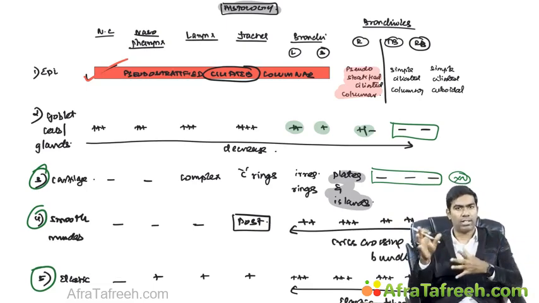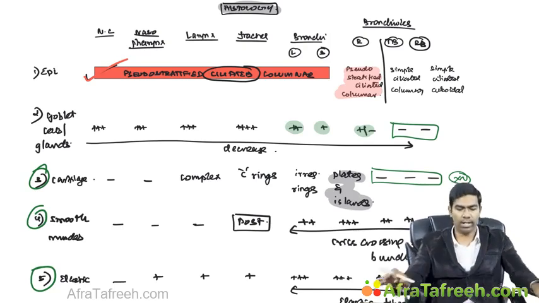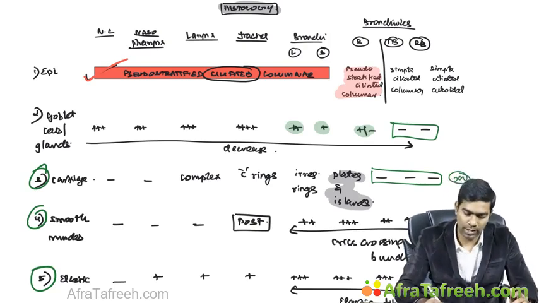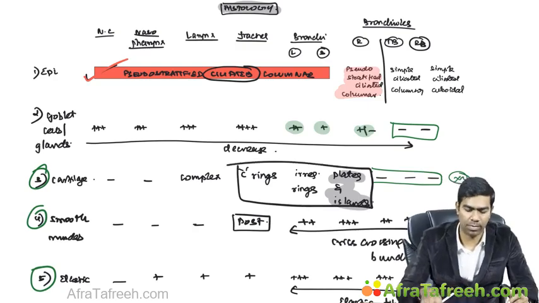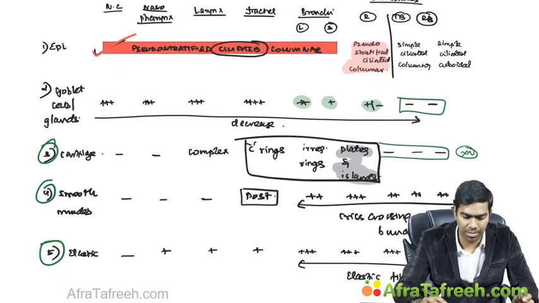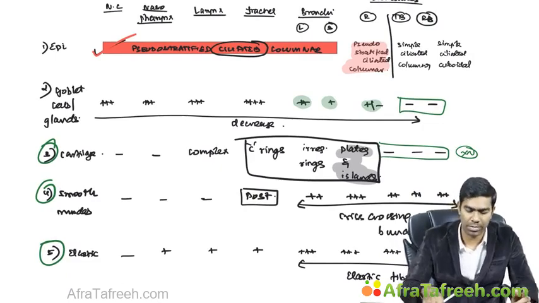And the plates and islands in small bronchus, irregular rings in large bronchus, and C-shaped rings in trachea, all these things are really important to know. All these things have been exam questions many times. So please be very, very careful. These are very simple things, but you often make a mistake.